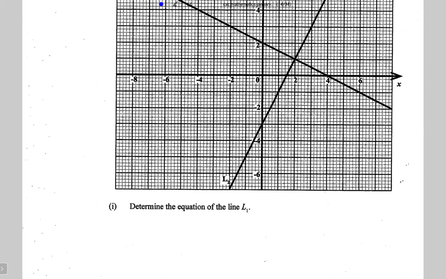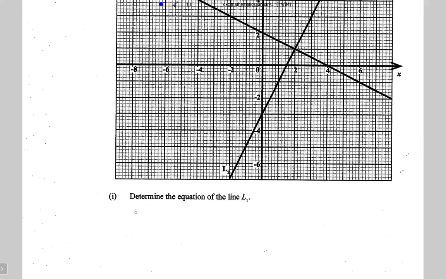First of all, the equation of a straight line is in this form: y is equal to mx plus c. The unknowns here are m and c. In other words, if I know the gradient and the y-intercept of a straight line, I would know the equation of the line. All right, so where does that lead me?